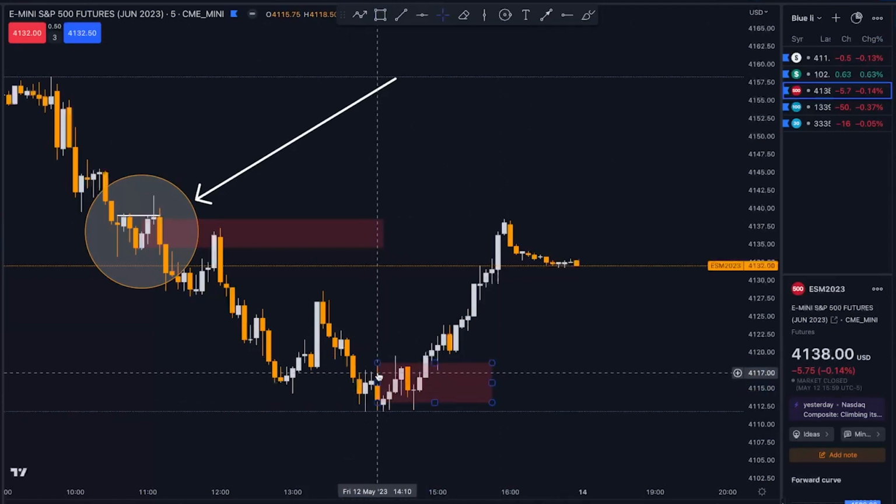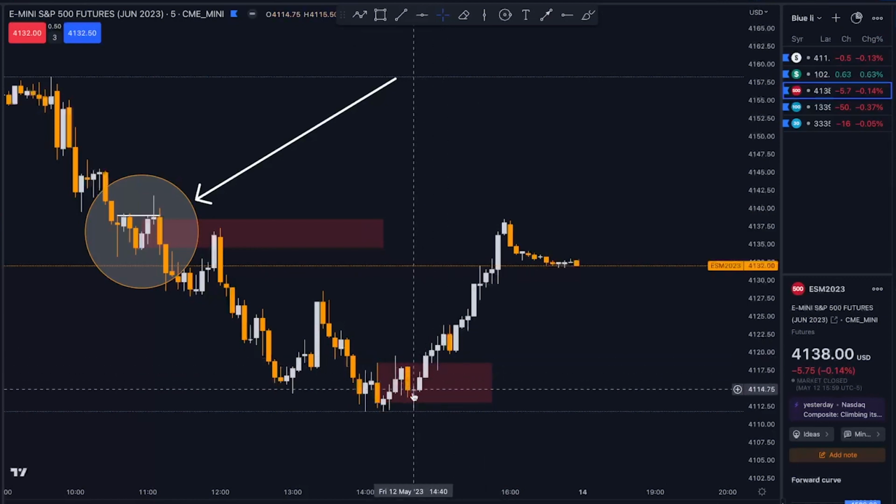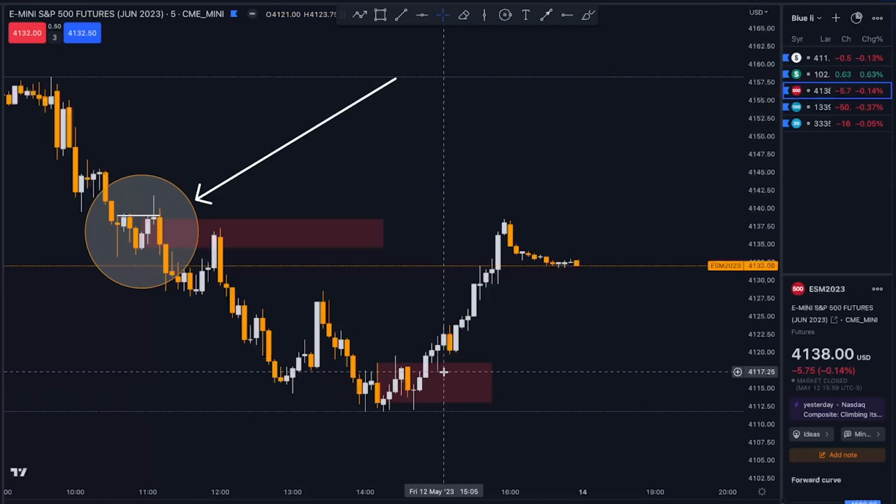You want to wait for the price to move outside of this block. On this candle, we moved outside, we closed above, and now you want to see this order block to support the price. And that's exactly what happened here. So this would be your entry point.